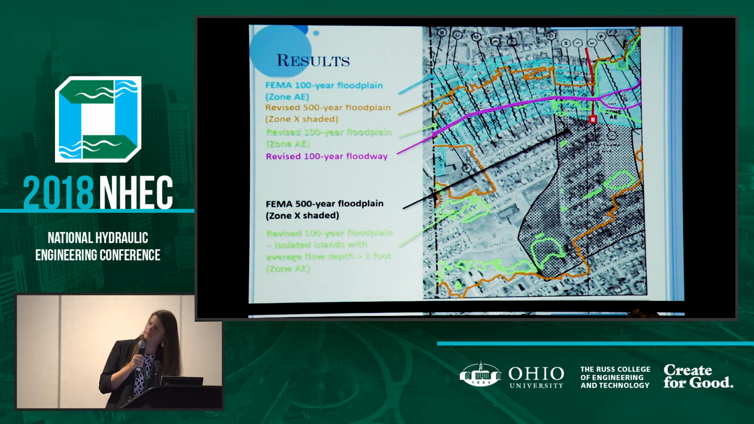The 500-year floodplain limit is shown in orange, and those isolated areas of flow depths greater than 1 foot are those islands of green. So while some additional areas in the southern floodplain are being added to the 500-year floodplain, most of the development on either side of the channel is being removed from both the floodplain and the floodway.